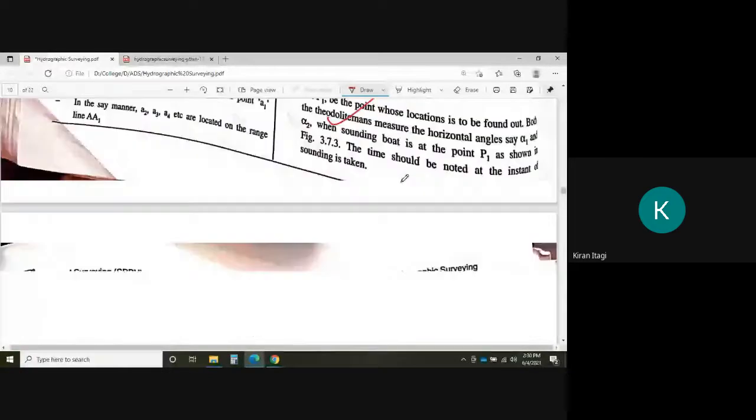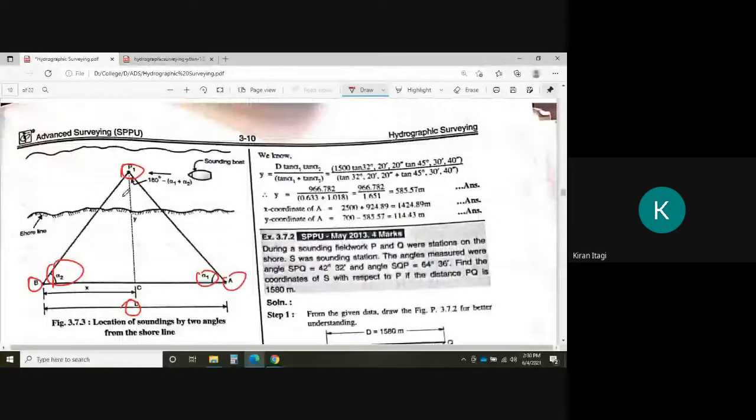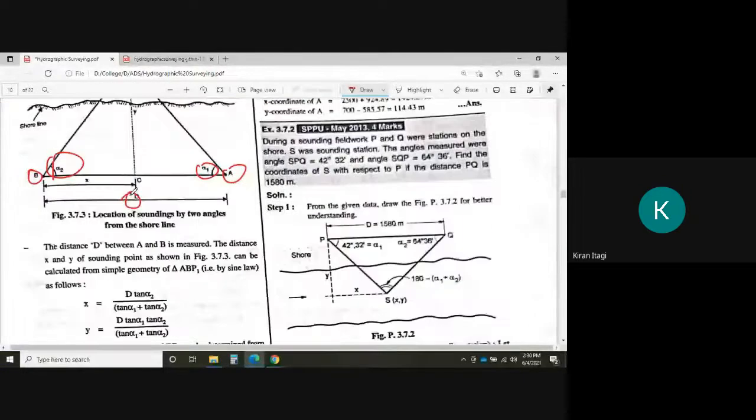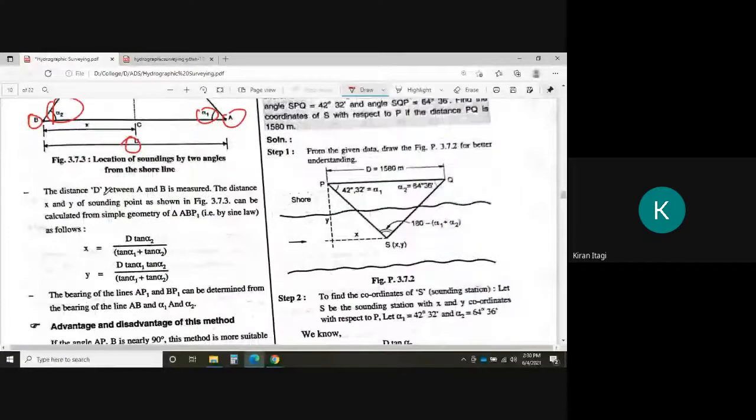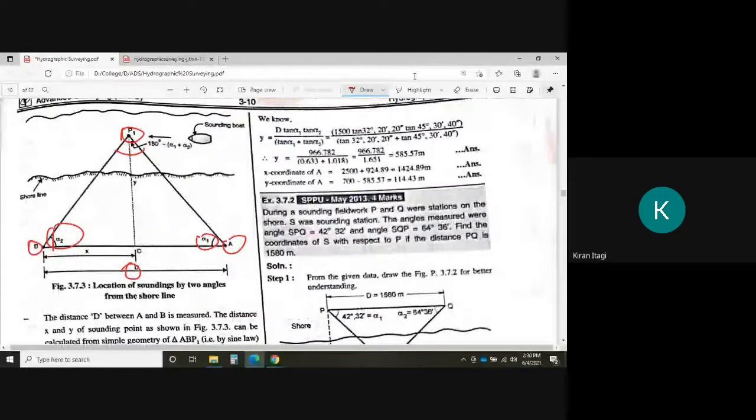Everything here is the same. So this is alpha 1, alpha 2. This angle will be 180 minus (alpha 1 plus alpha 2), because the total angle is 180 degrees for the triangle. Just remember this formula. Simple mathematics is there.